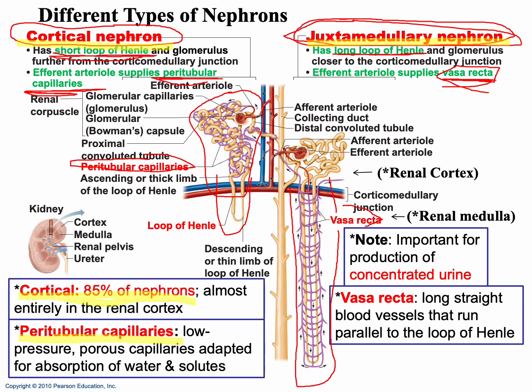Okay, so vasa recta capillaries. So this image here in the purple is representing the vasa recta capillaries. So they're kind of in very close proximity to that long loop of Henle.